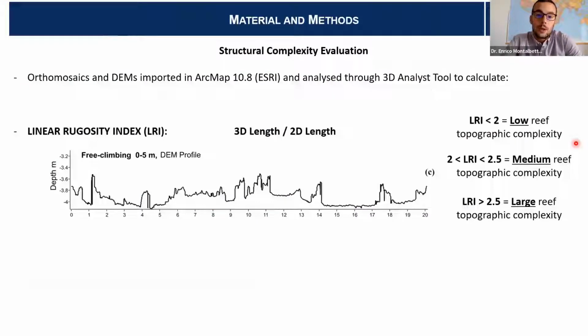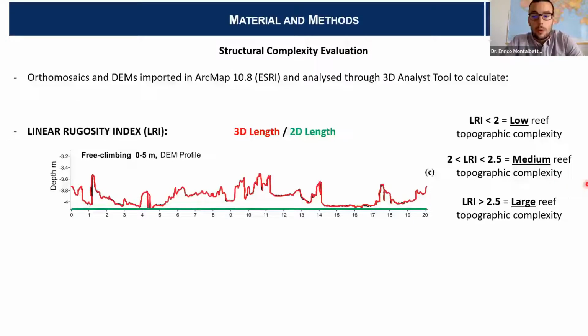To evaluate the structural complexity of the reef, we transferred our digital elevation models into a GIS environment in order to analyze model transects of 20 meters. So the first parameter we investigated was the linear rugosity index, defined as the ratio between the three-dimensional profile of a reef divided by the linear length of the transect, as you can see here in this graph. Linear rugosity index is commonly used as an indication of coral reef complexity and is also often correlated to the coral cover.